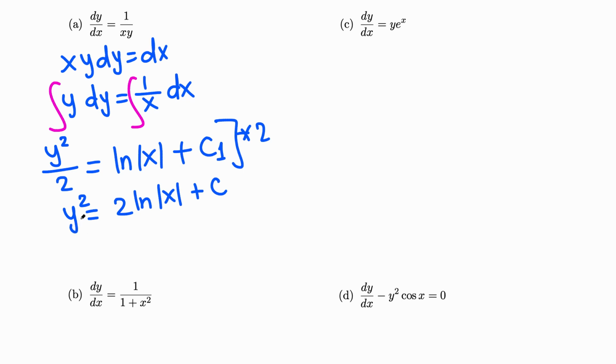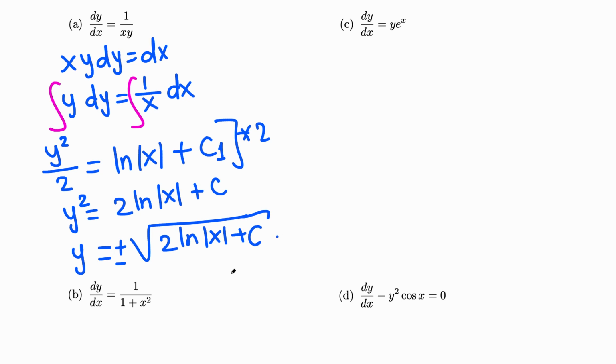And finally, to get y by itself as a square, we take the square root of both sides. So y equals plus or minus the square root of 2 ln x plus c. Okay, that's A.